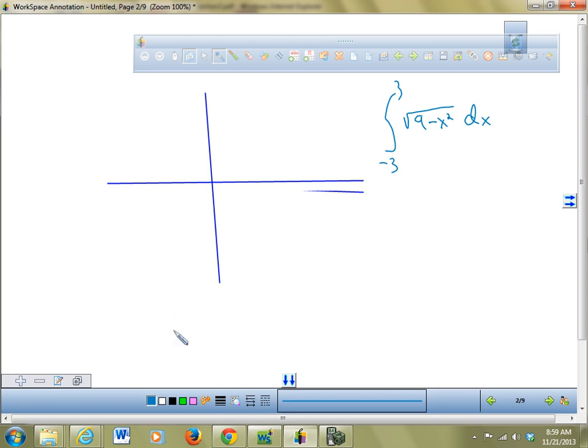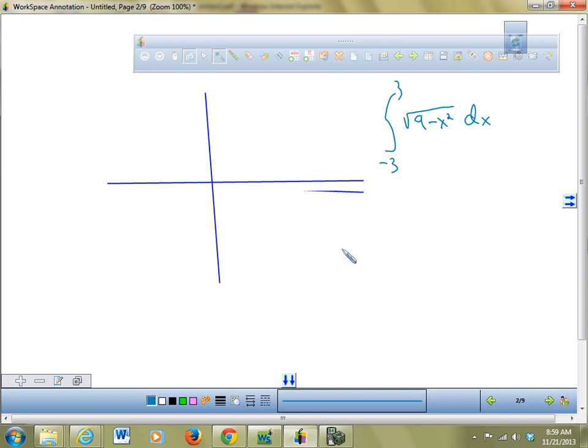No. Not 0. Because that's only 0 if it's an odd function, right? If it's a sine wave. It's not 0 for any function. What does this function look like? Yes, sir. Semicircle? Very good. That's a semicircle. So sometimes you have to recognize this, right?